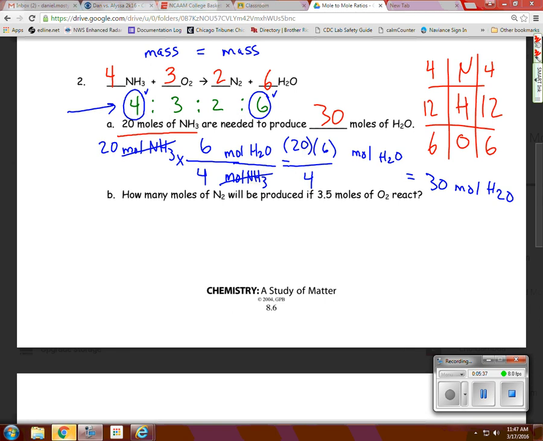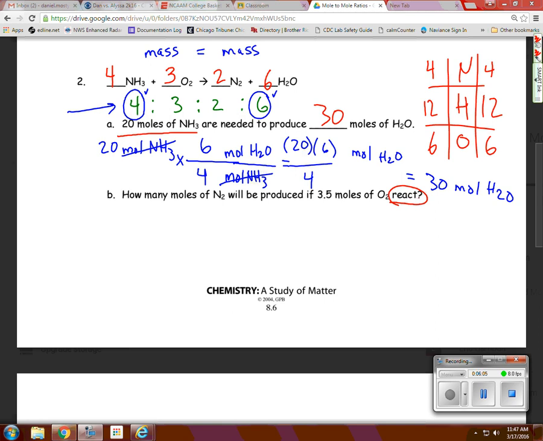So in the next problem, we're actually not going to look at water and NH3. We're going to look at other things in the equation. So we're going to look at oxygen and nitrogen. So let's try to do letter B. It says how many moles of N2 will be produced if 3.5 moles of oxygen react. So this word react here, think of it like in a bike factory, meaning like used up.